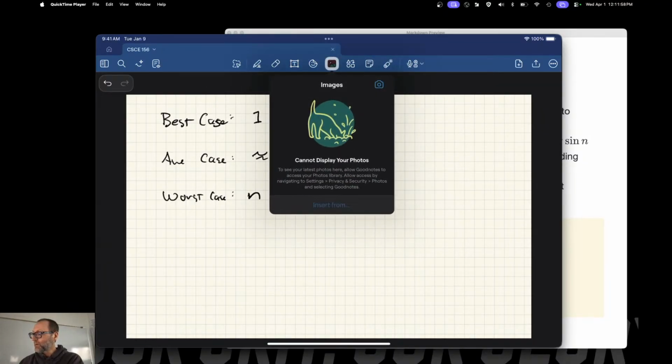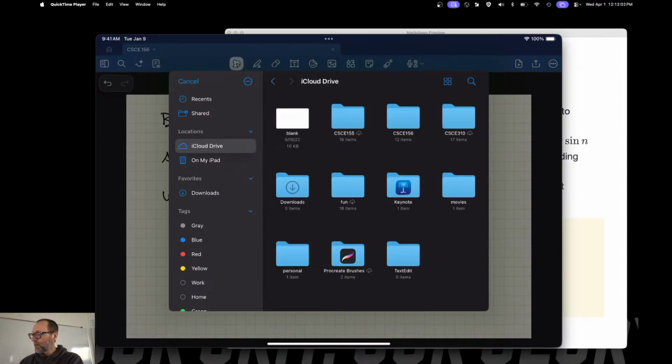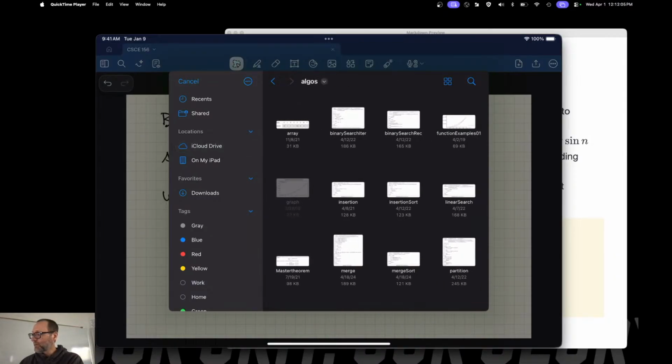That's not my pictures. Files. iCloud. There we go. Algorithms. Why can't you just go to the last place I was always at? Come on.